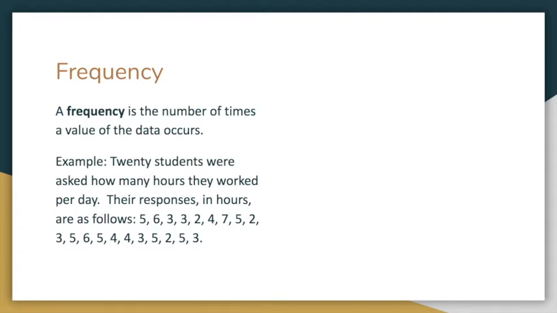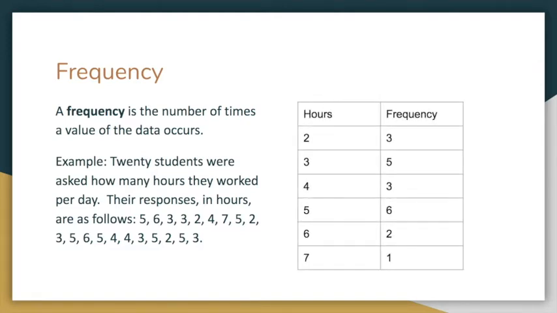And one of the best ways to organize data like this is in what's called a frequency table. Basically we count up how many times we got a particular response, and we organize the data in tables like this. So we had responses of 2 hours, and we got 3 different people that said 2 hours. So in our table for the first row, we have 2 hours, and we have that it occurred 3 times. Next, we had 3 hours. That occurs in our list 5 times, so our frequency is 5, and so on and so forth.